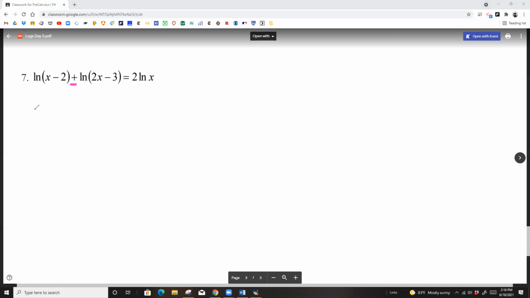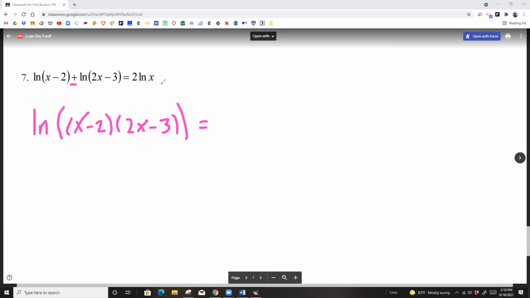we're adding these two. So we could condense this using multiplication. So the log of A plus the log of B is going to equal the log of A times B. So the natural log of x minus 2 plus the natural log of 2x minus 3 is going to be the natural log of x minus 2 times 2x minus 3.